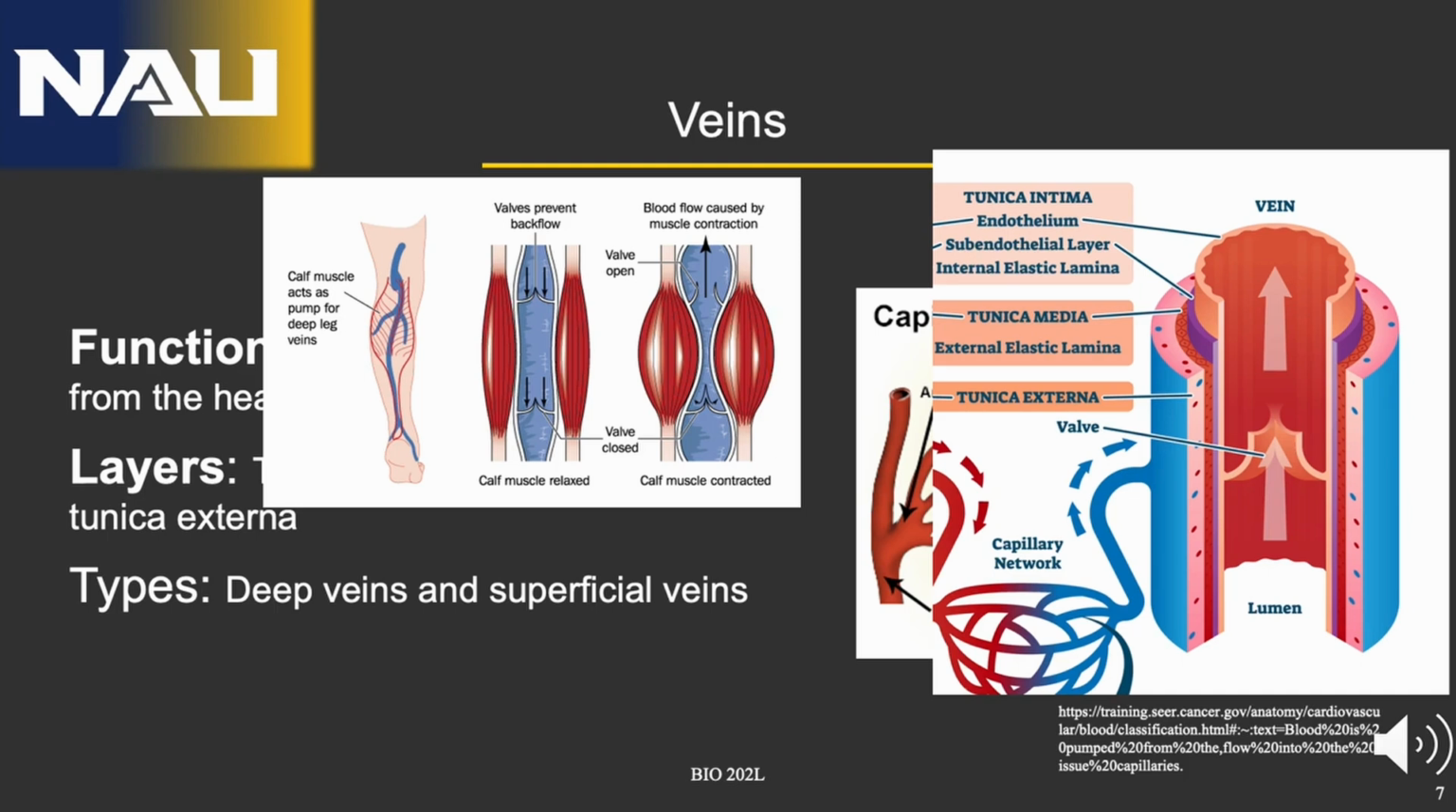Veins bring blood to the heart, and that tunica media is much thinner. Veins carry deoxygenated blood in the systemic circuit and oxygenated blood in the pulmonary circuit. Now, another thing is veins have valves in them, so there are valves preventing backflow. And another fact is that veins can act as blood reservoirs, holding about 64% of the blood volume at any given time.